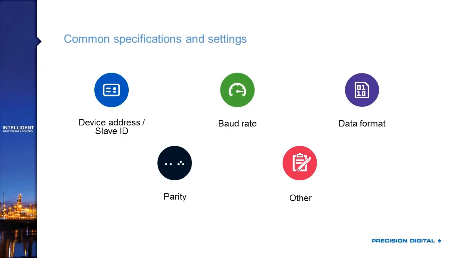So, in order to understand what Modbus is really doing, you're going to have to understand some of the terminology that's involved with it. And we've got some of those up here on the screen now. You have to be familiar with what a slave address is or a device ID. You're going to have to understand the baud rate, what data formats might be talking about, what the parity actually is, and then you've got a whole bunch of others which probably aren't really necessary for you to set up your system.